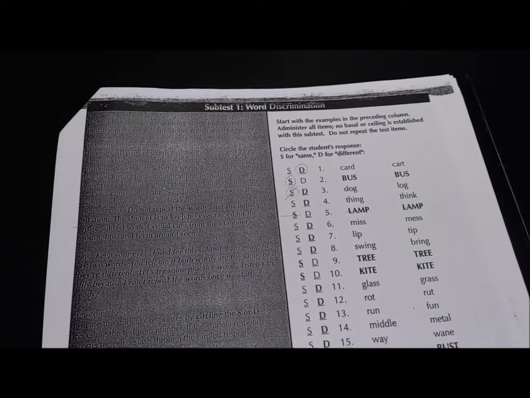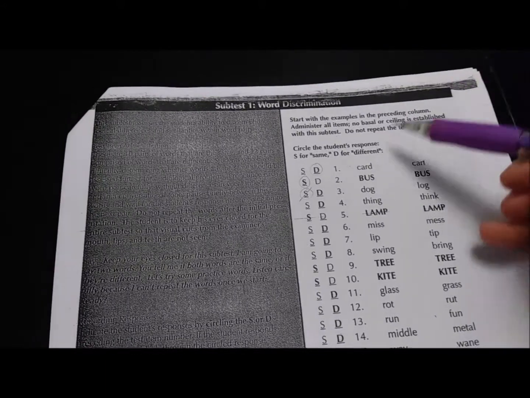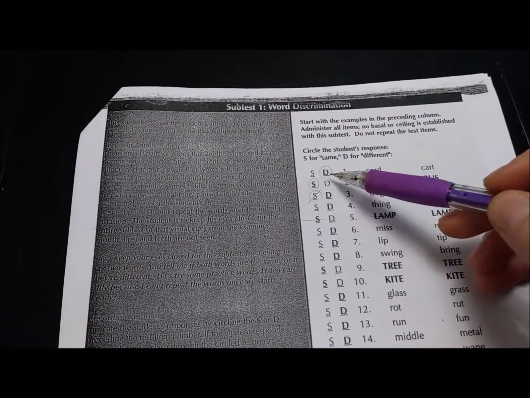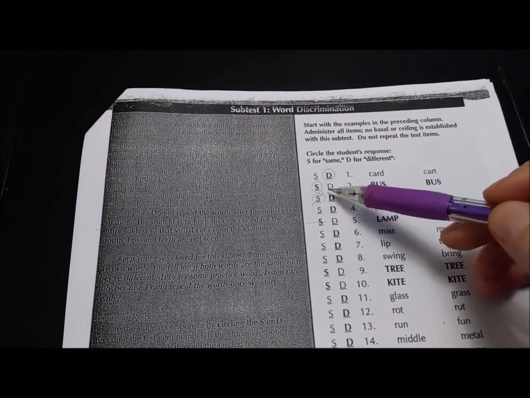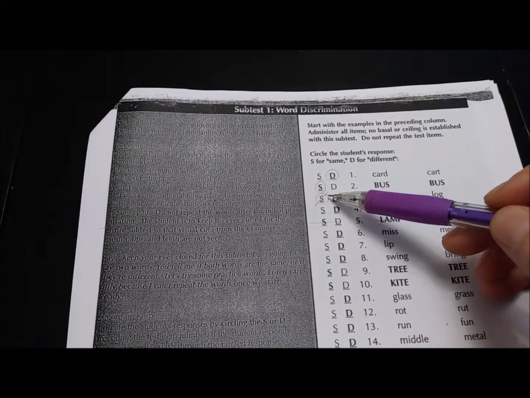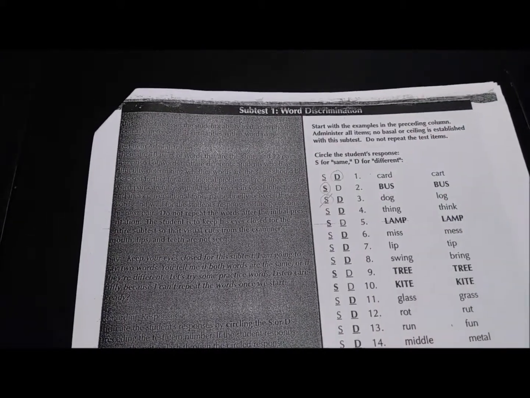Record responses for subtest 1. You would mark the client's response, whether they say the same or different. And if they respond in a way that is incorrect, you would circle what they said and then put a slash through it.